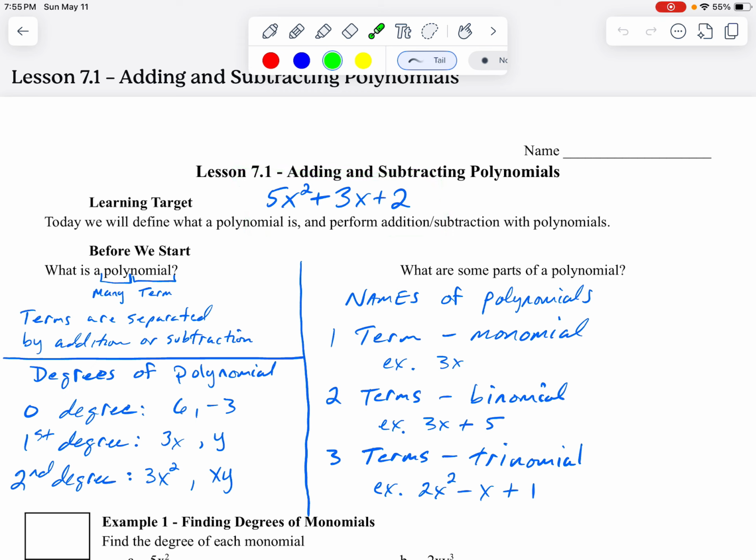The other part of this we're going to talk about is degrees. The degree of a polynomial is based on how many variables there are. So for example, 0 degree would be just numbers. First degree is a single variable. Second degree would be 2 variables, and that can be a single one squared, like x squared, or it could be 2 variables separately, so like xy.